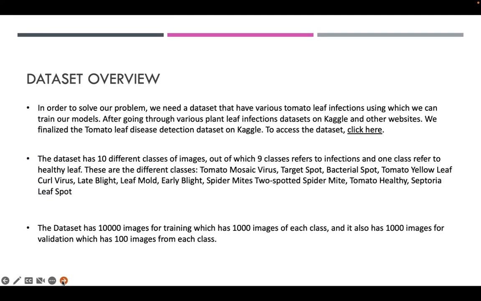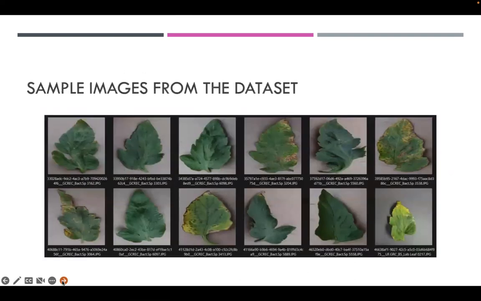This dataset has around 10,000 images for training, which has 1,000 images for each class, and also 1,000 images for validation, 100 images from each class. Here you can see the sample images from our dataset. These are the images which represent each class name and the image for the tomato disease.